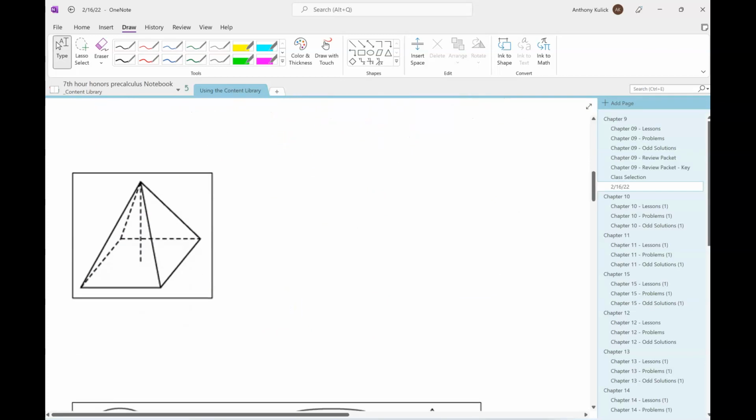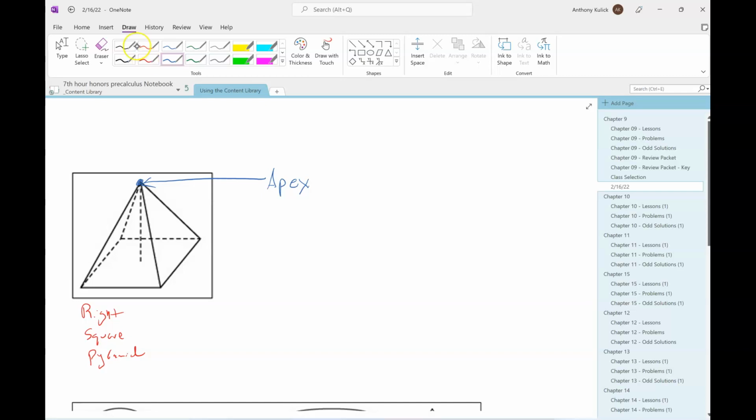This guy right here, as specific as we can, what would we call this? Yeah, so we call this a right square pyramid. As an additional piece of vocab, the tip of the pyramid, that point, has a name. It's called the apex. I don't remember if we use that term in geometry or not, but it's a pretty common one. And again, here the rightness is because the height is perpendicular to the base.